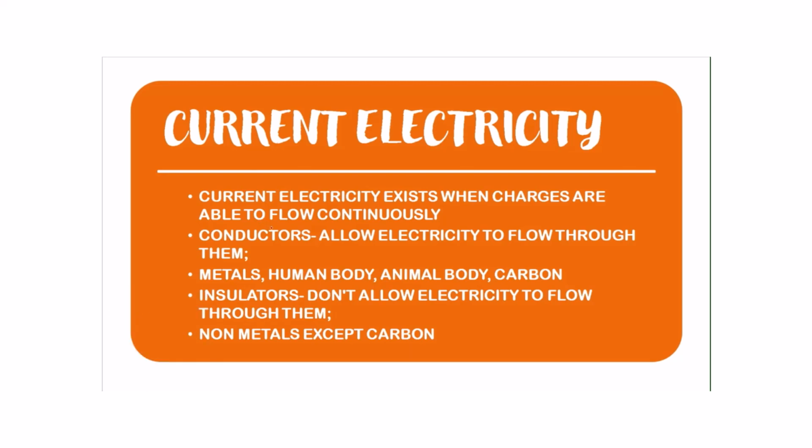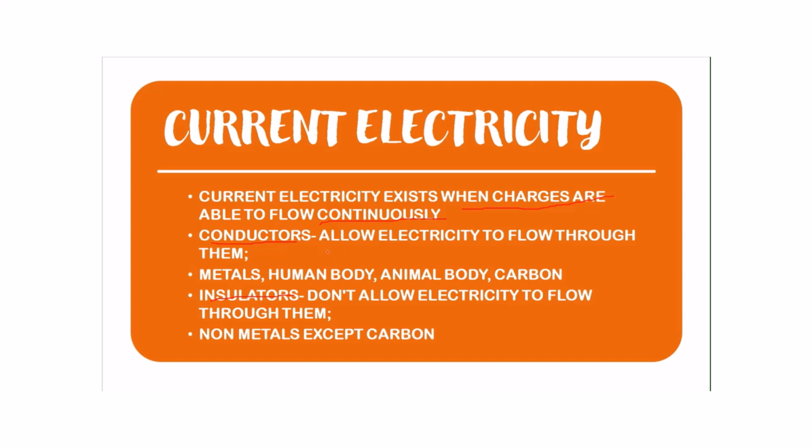Current electricity is a form of electricity which makes all our electrical appliances work. This form of electricity exists when charges are able to flow continuously or constantly. In some substances, the electric charges can flow easily, while in others they cannot. So all the substances can be divided into two electrical categories: conductors and insulators.